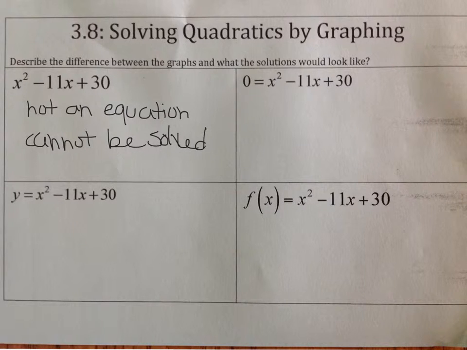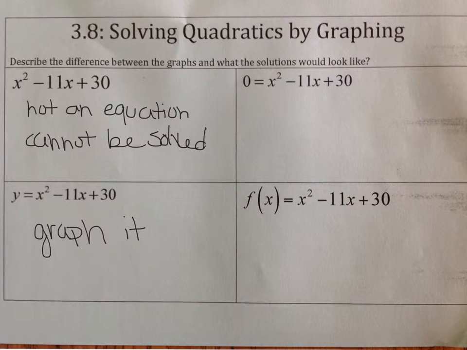The next format I'd like to take a look at is y is equal to x squared minus 11x plus 30. This actually isn't in a format that would be ideal for solving because there are two variables. You could solve for a specific variable, but you could never actually come up with a numerical solution. Typically, this format is used for graphing.